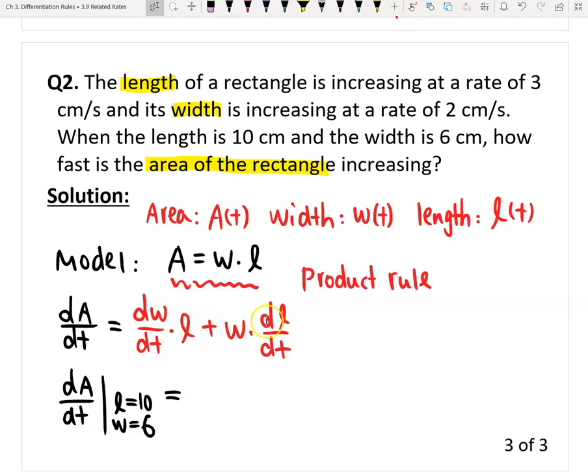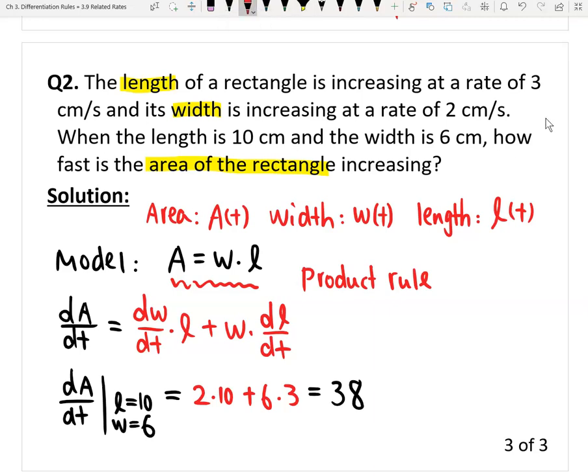Of course, from the second step, we have everything. Now I just plug everything in. What is the rate of W? In the question, it is 2, right? What is L? L here is 10. So let me put 10 here. And what is W, which is 6? What is the rate of L? It's 3 centimeters per second, times 3. And then do the calculation. Super easy. 20 plus 18 put together is 38, right? So we have 38. Okay, that's the answer.